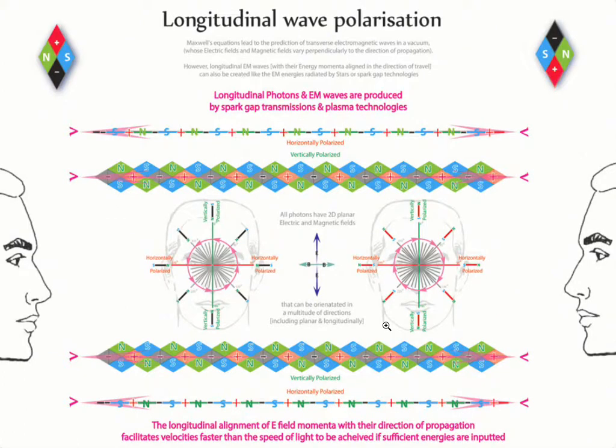You can see here the polarization of the longitudinal waves with respect to their direction of propagation. Again, identical energy quanta to transverse waves. What differs is the orientation of the momenta of the energy with respect to its direction of propagation.